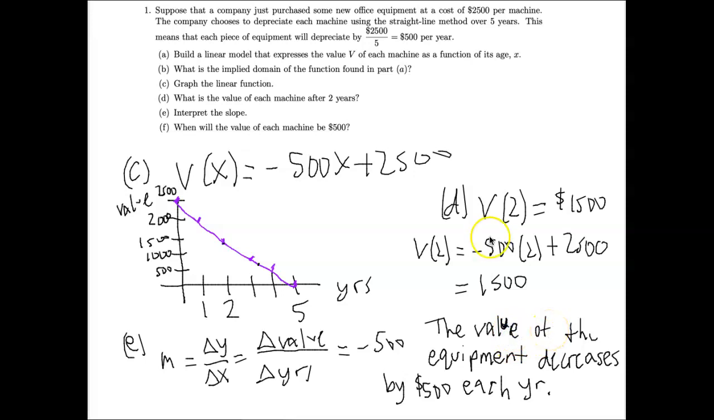Alright, so we have part F. Maybe I'll just squeeze it in up here. And it's going to be again helpful to look at the graph. When will the value of each machine be $500? And so in using function notation, what we're asking is, what is x if v of x equals 500?